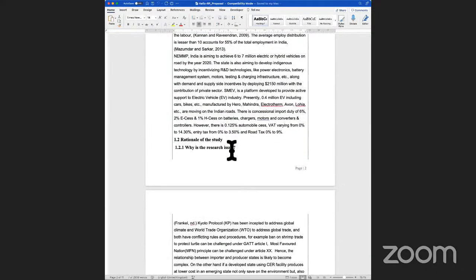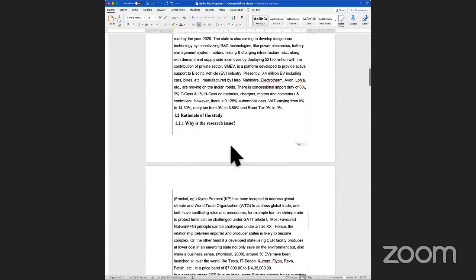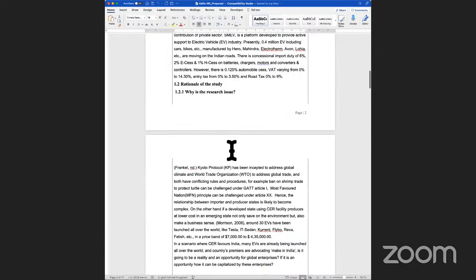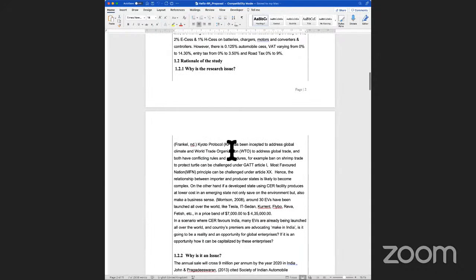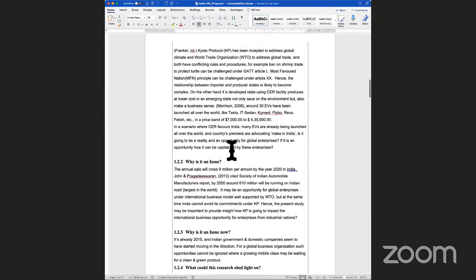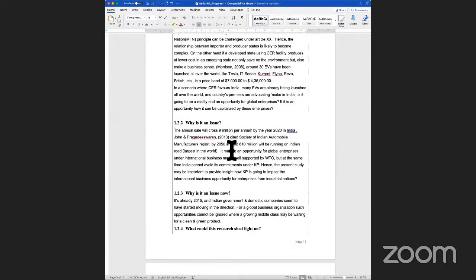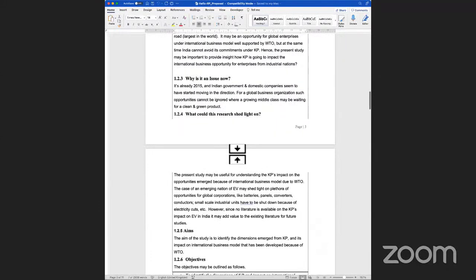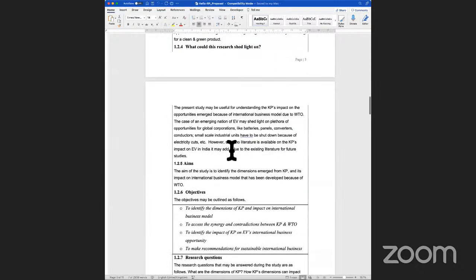Then in that, he has also discussed the rationale of study. What is the research issue? Why is it that this is a burning topic, and why is it of interest when we talk about essentially reducing carbon emissions? What is the issue? Why is it now that this needs to be considered? And then what could be the aims and objectives of the research that he is looking at carrying out?